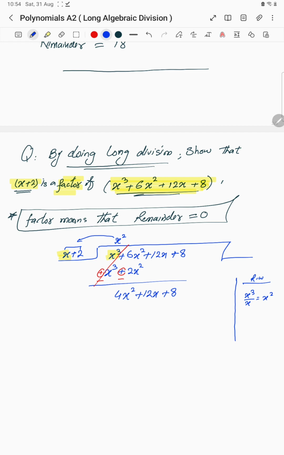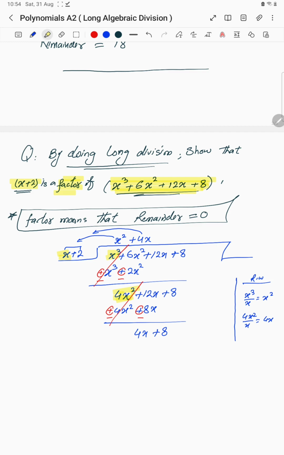Now in the dividend, we have to divide 4x square by x. In the rough, 4x square divided by x gives 4x. Write it in the answer portion, and now multiply this with the entire divisor. 4x with x is 4x square. 4x with 2 will be 8x. You change the sign, plus becomes minus and plus becomes minus. You can see this cancelled. What is left? 12x minus 8x is 4x plus 8.